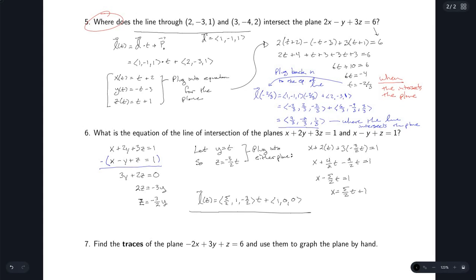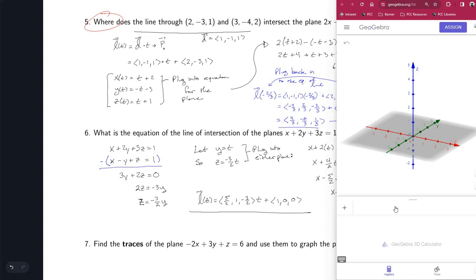Let's actually do that right now. Let's look at the answers in both of these problems in GeoGebra and see how we can use the technology to confirm our answer. Okay, so let's start with problem number 5 here.